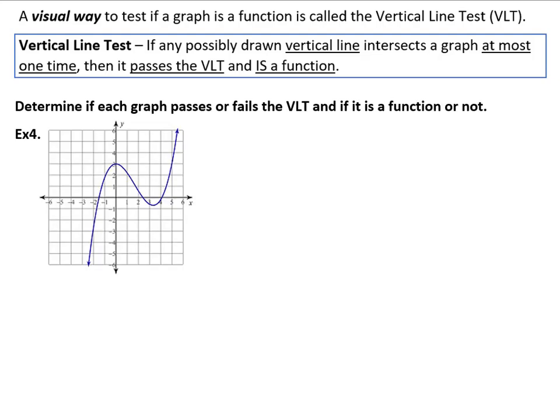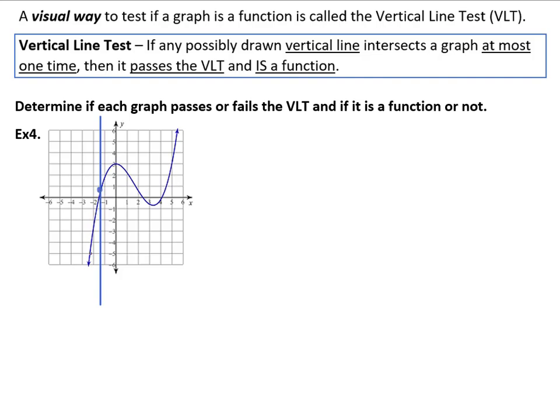Okay, so determine if each graph passes or fails the vertical line test, and if it is or isn't a function. Okay, so here's our first graph. We've got this nice curving polynomial here. So imagine you were drawing in a straight line. If you drew in some sort of straight line, and we look for where that line intersects my graph, it looks like it's intersecting my graph right here, this one point. That's where it's intersecting that curve.